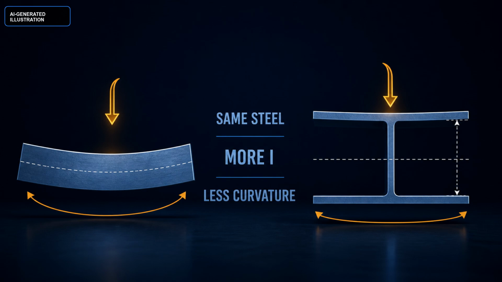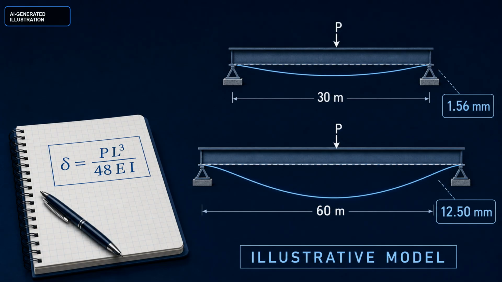Depth buys flexural stiffness. For a simply supported beam with a center point load, the idealized midspan deflection is PL cubed over 48EI. The cubic is the surprise. Using 100 kilonewtons, 200 gigapascals of steel, and a section with I of 0.18 cubic meters, a 30-meter span gives about 1.56 millimeters in this toy model. Double only the span, and the result becomes 12.5 millimeters, 8 times larger. These are illustrative beam numbers, not a bridge rating.